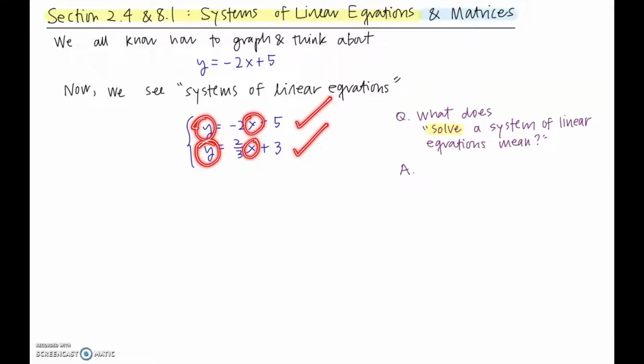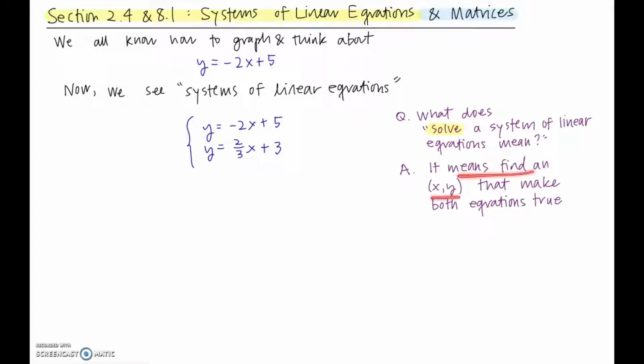And it may be that there's no place that makes both of these true. It may be that there's one time that both of these are true, and it may mean that there are several times, several solutions that would make both of these true. So it means find an x and a y that make both equations true.